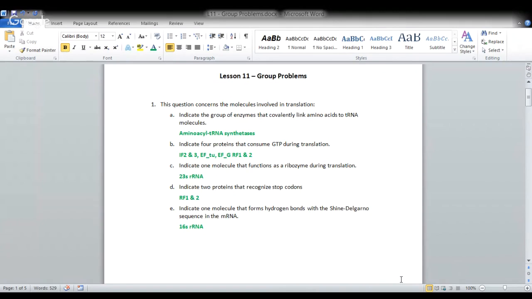B, indicate 4 proteins that consume GTP during translation: IF2, IF3, EF-Tu, EF-G, RF1, and 2. C, indicate 1 molecule that functions as a ribozyme during translation, and we got 23S rRNA. D, indicate 2 proteins that recognize stop codons, so we did RF1 and 2. E, indicate 1 molecule that forms hydrogen bonds with the Shine-Dalgarno sequence in the mRNA, and we did 16S rRNA.